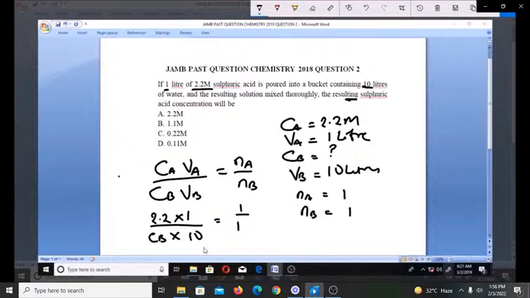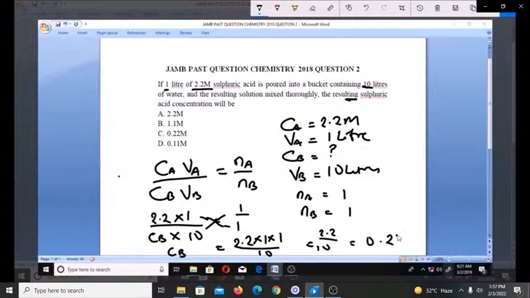So if you make Cb the subject of the formula, we have Cb equal to, if you cross multiply, 2.2 times 1 times 1 all over 10. So this will give us 2.2 over 10, which is 0.22 M. So that is the value of our Cb, and C is the right option, 0.22 M.